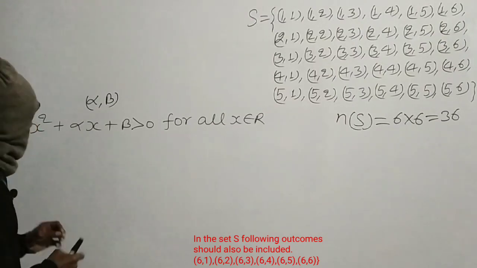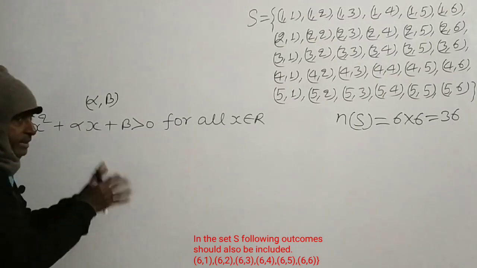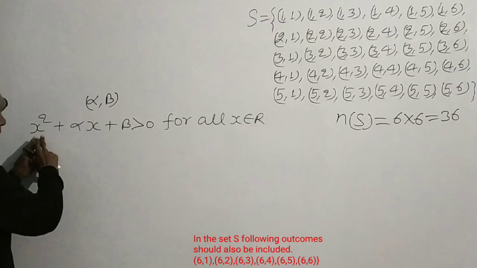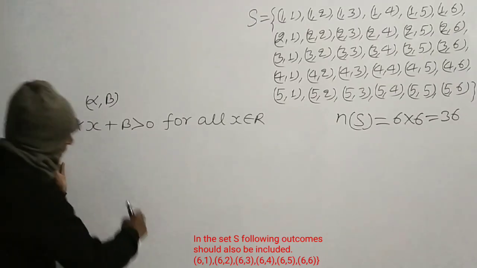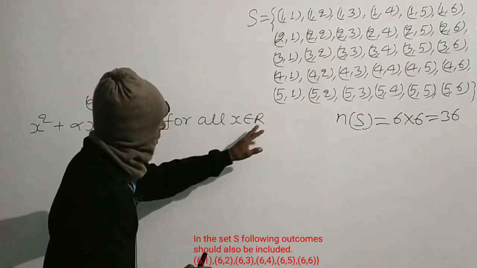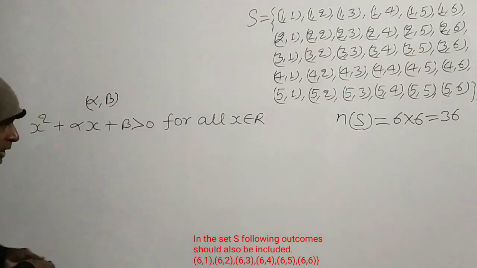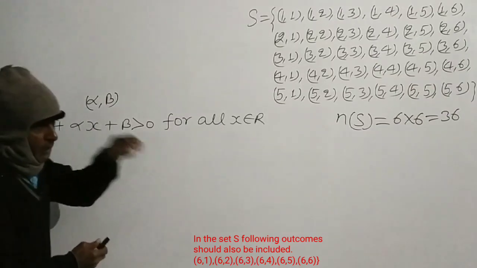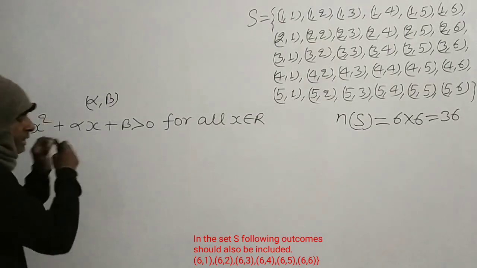Then we are set to find the probability of the event such that alpha and beta be such that the value of this quadratic expression be always positive for all real values of x. We know that the value of this quadratic expression will always be positive if a is positive and its discriminant is negative.